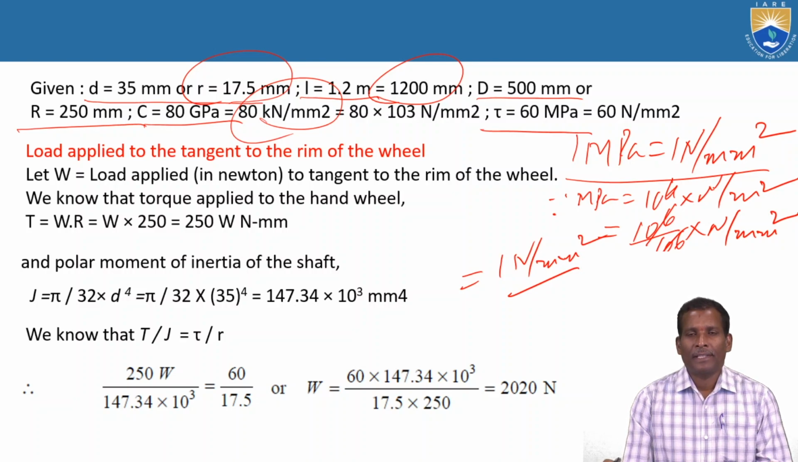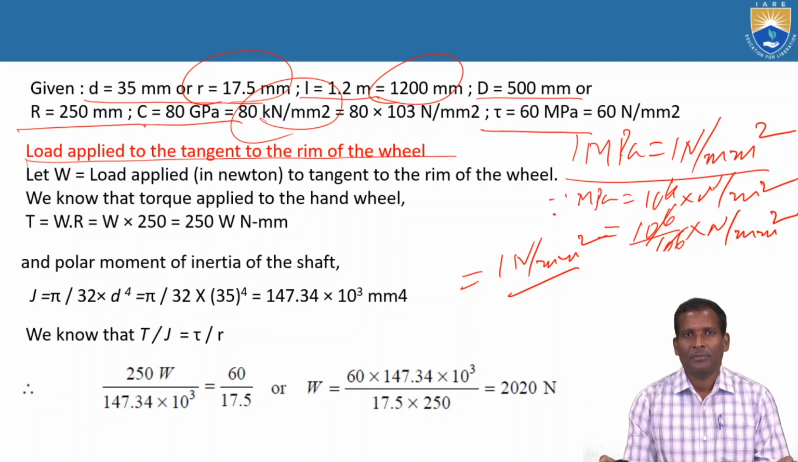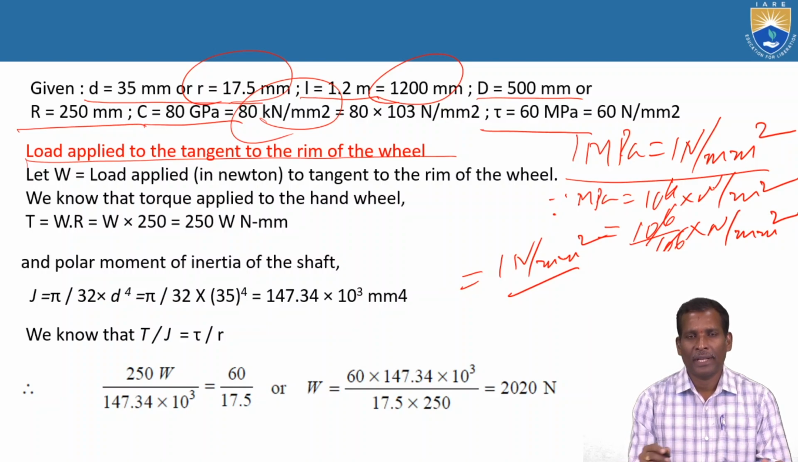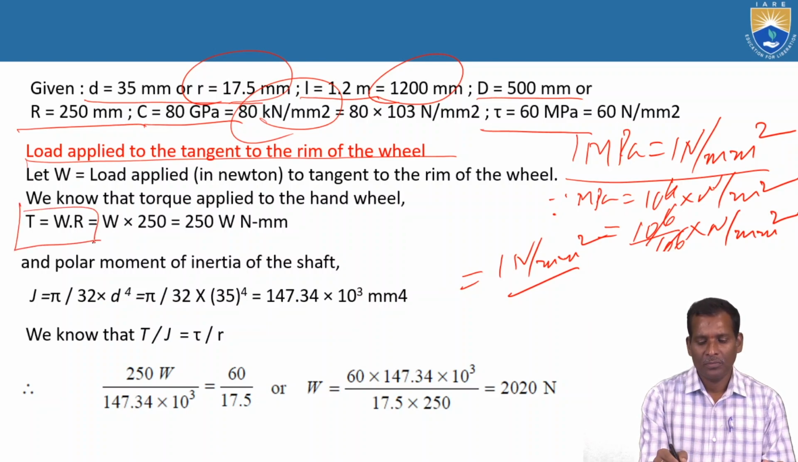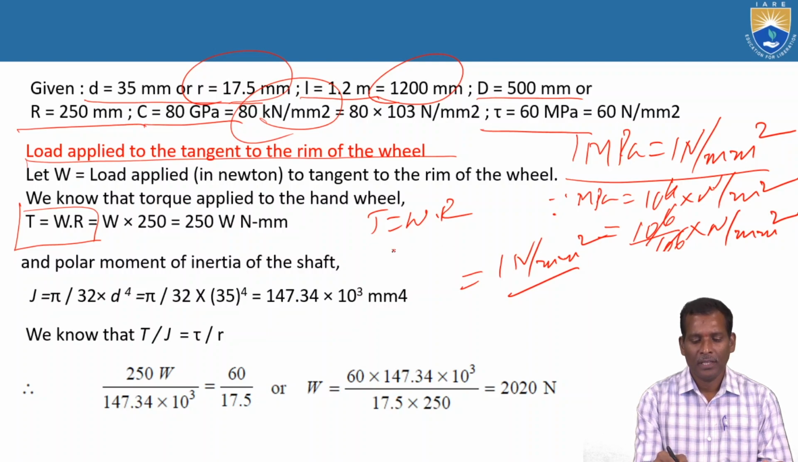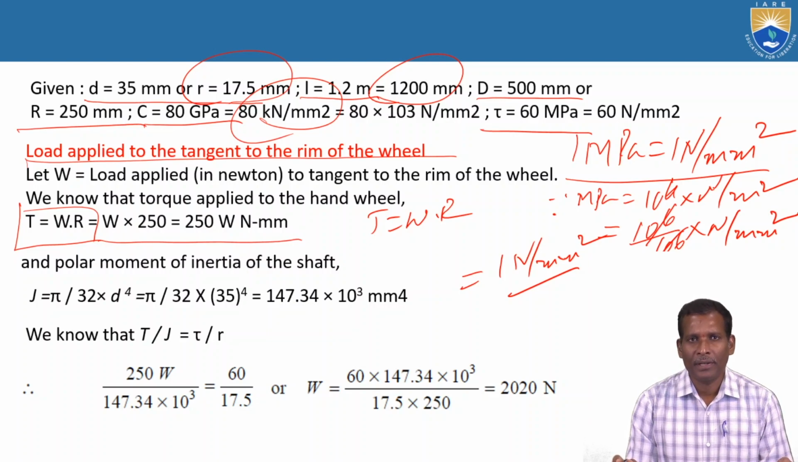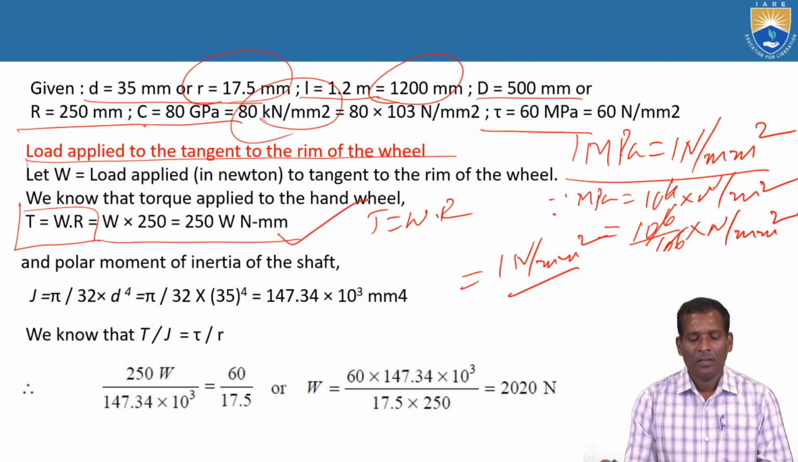So the load applied tangent to the rim of the wheel, first we need to calculate. So how do you calculate? By using the torsion equation. If you know the torque applied to the hand wheel, you can calculate torque is equal to W into R. So radius of the wheel is 250 and W, the load, we don't know. We need to calculate the load applied in newtons. Now, in terms of W, you will get the torque applied.